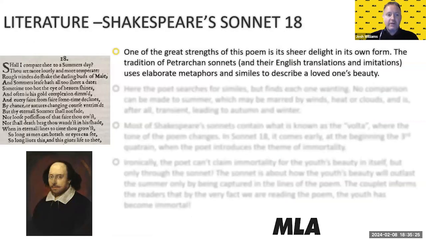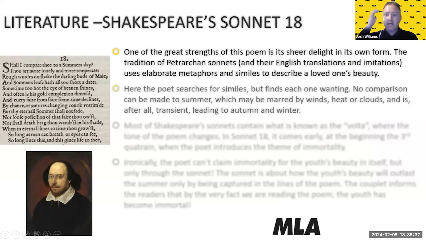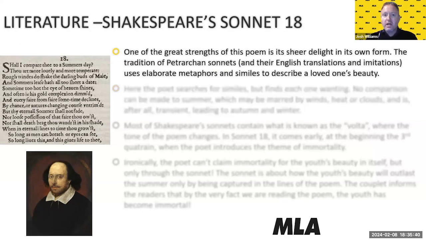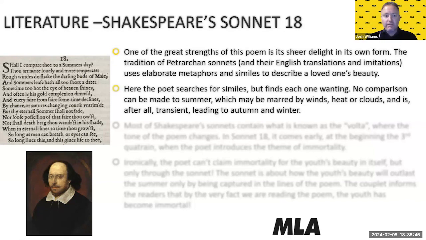We have on the left there one of the original printings of it. One of the great strengths of this poem is the sheer delight in its own form. It takes the tradition of the Petrarchan sonnets, that is, using elaborate metaphors and similes to describe a loved one's beauty. Here, however, it's almost like a negative. It searches for similes and finds each one wanting, in the sense that it doesn't match up to the beauty of his beloved or the man he's describing.